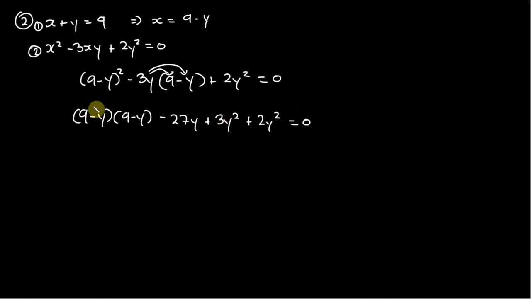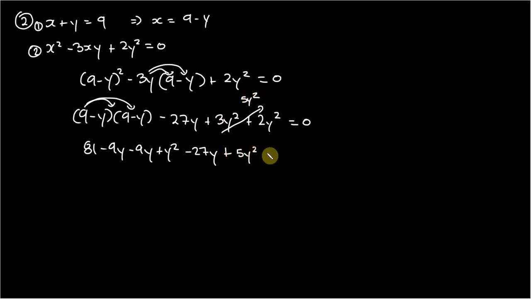And I'm just going to FOIL this out now. So 9 times 9 is 81, and that's going to be negative 9y. 9 times negative y, negative 9y. Again, we have negative y times 9, that's just negative 9y. And we have negative y times negative y, that's going to be plus y squared. We've still got a negative 27y here, and we can combine two y squared terms. It's going to be plus 5, this is 5y squared, so plus 5y squared. And of course, all that's still set to equal 0.